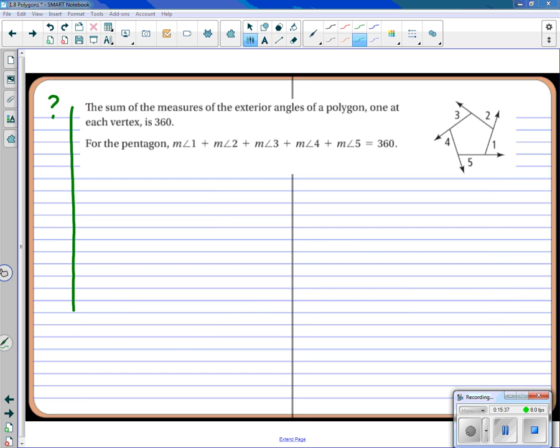This is a very big thought. The sum of the measures of the exterior angles of any polygon is 360 degrees, okay? So no matter how many angles you're adding up on the outside, they always equal 360. Have I said that enough? I hope so. All right, we're almost done.